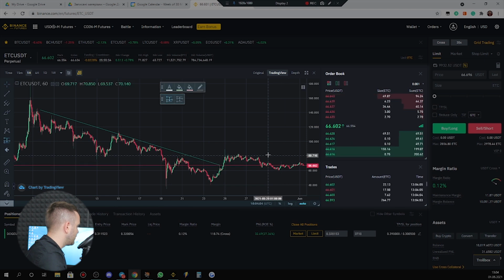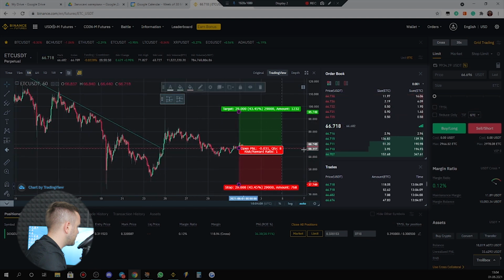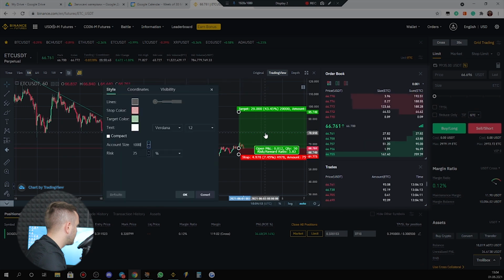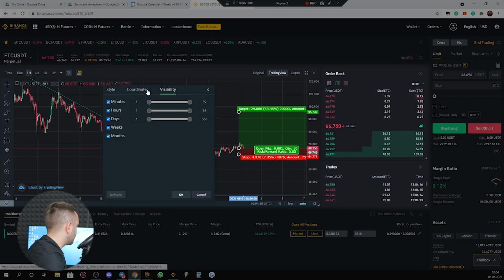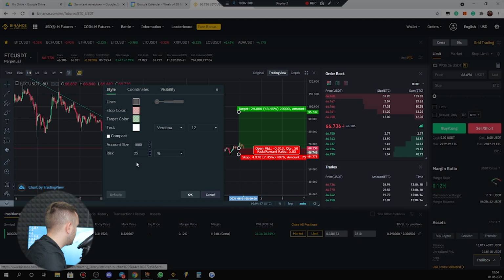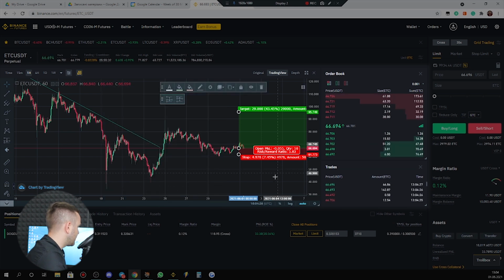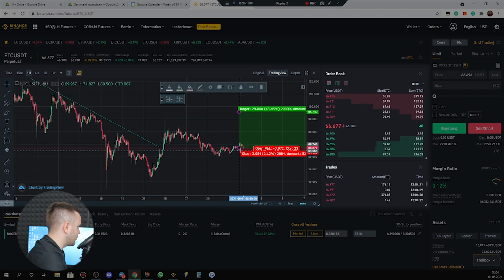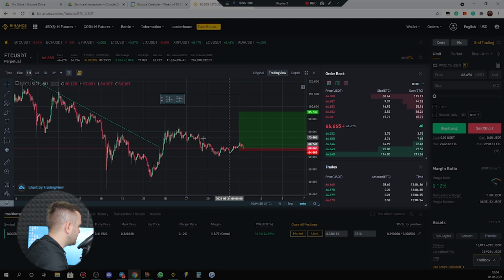For example, you have a plan to open a long position. Let's do that. The beauty when you use TradingView here is that you can set coordinates, style, risk, and account size. For example, we can write risk per trade 50 USD and take a look: with such a stop loss size, you need to buy 10 coins, 20 coins. Okay, that's how you can work with the chart.